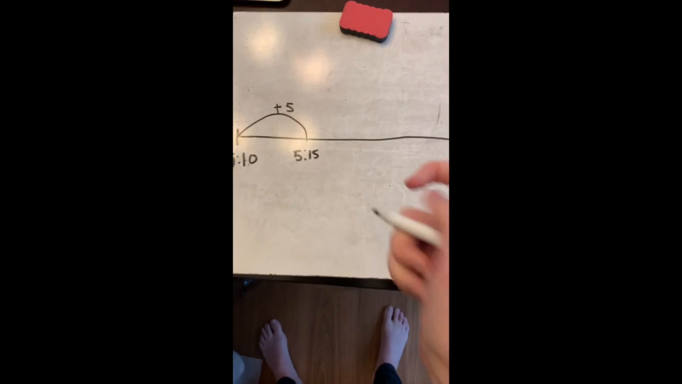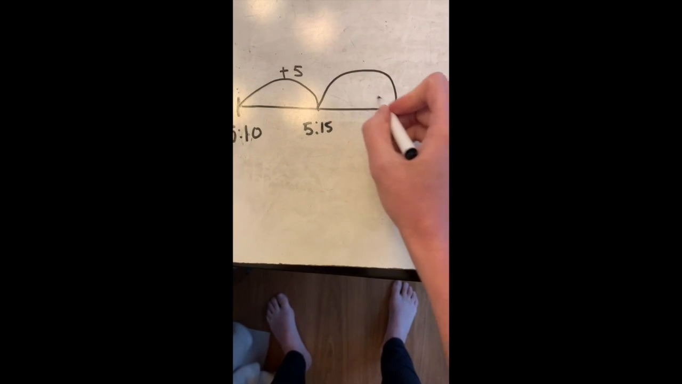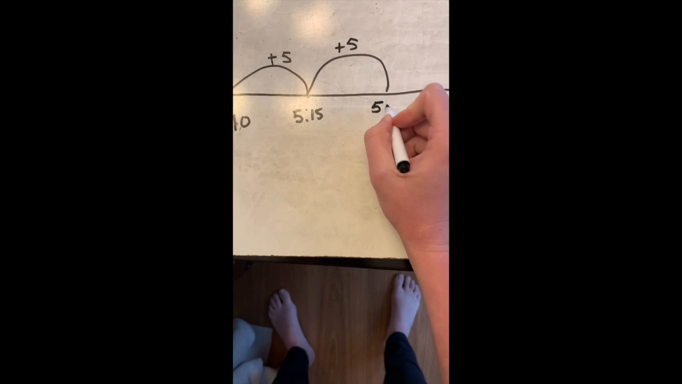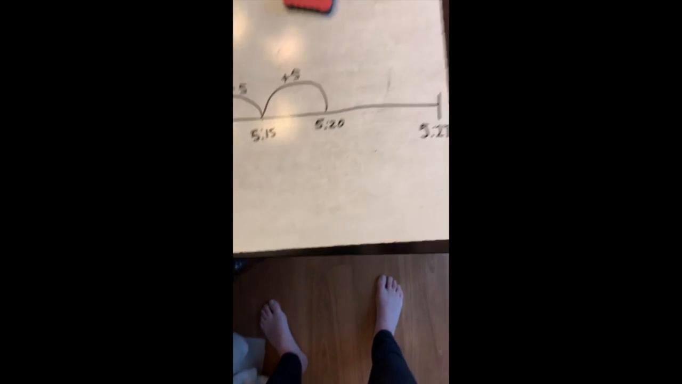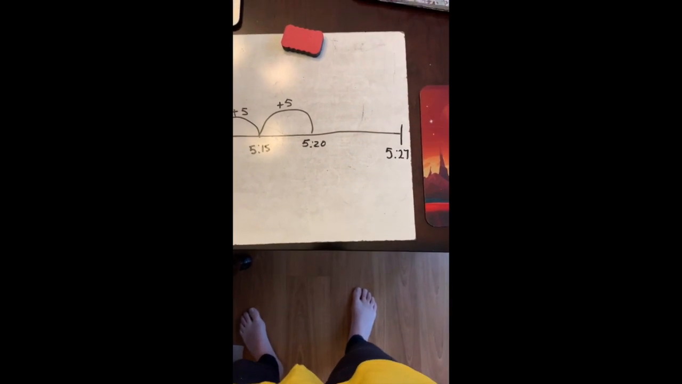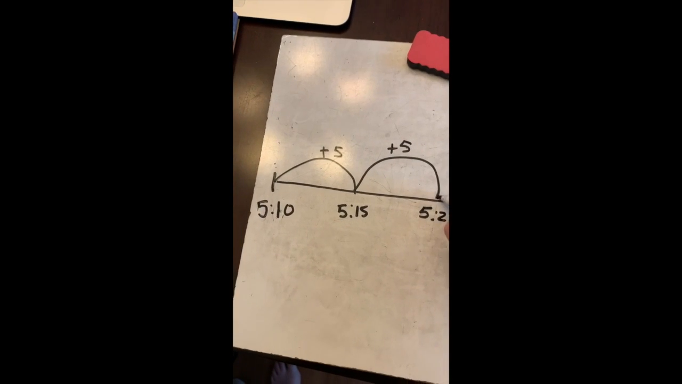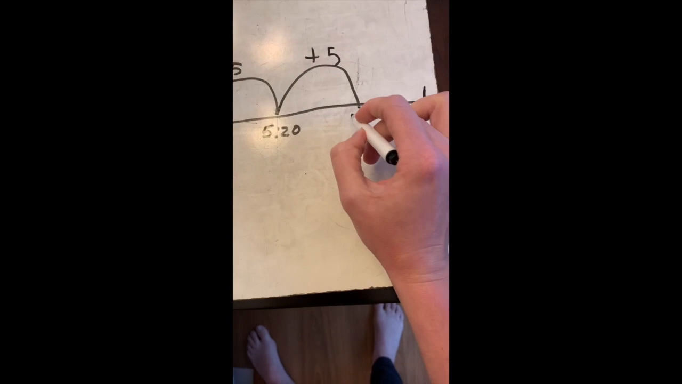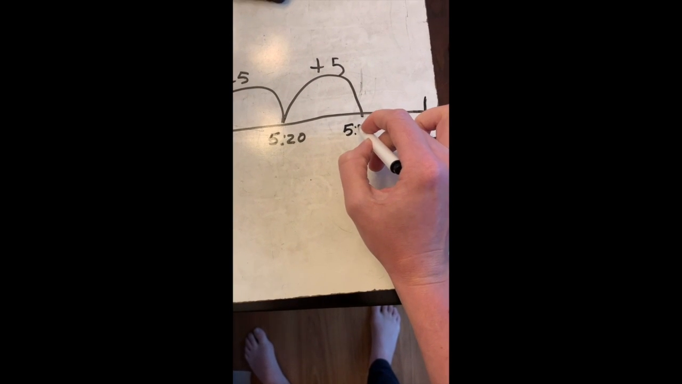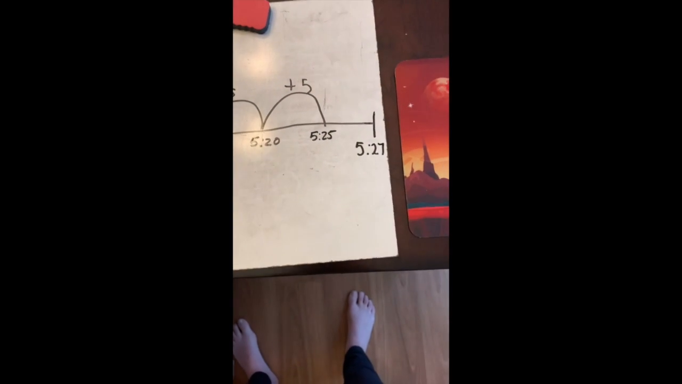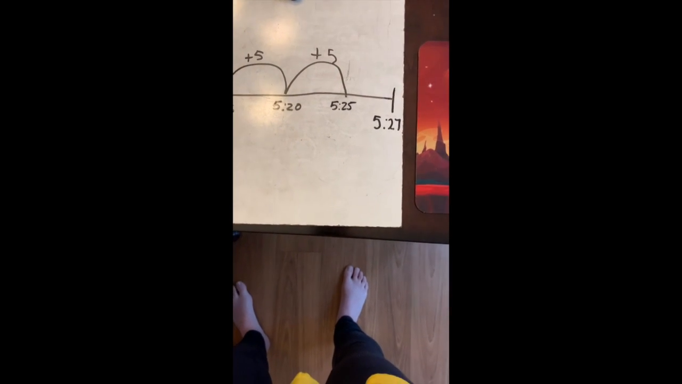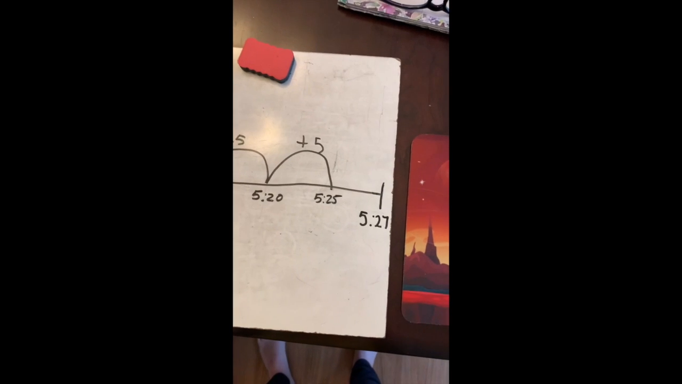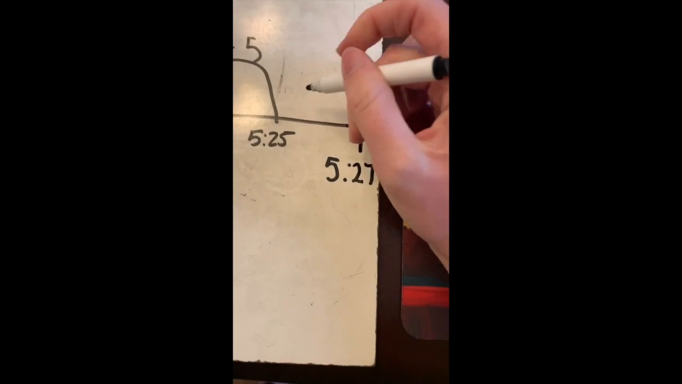Not quite. So I'm going to skip count by 5 again to 5:20. Am I to the end yet? Not quite. I'm going to skip count again by 5 to 5:25. Now, I am almost to 5:27. Do I need to count by 5 again? No. This time I can just skip count by ones.